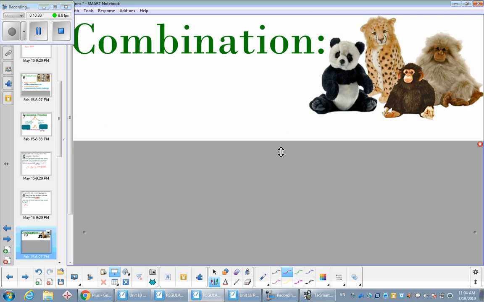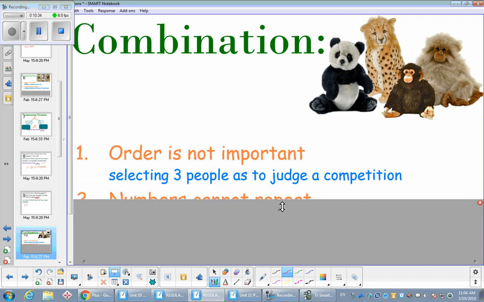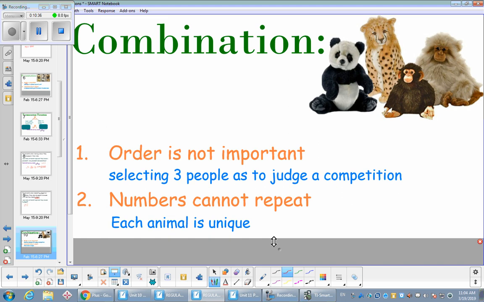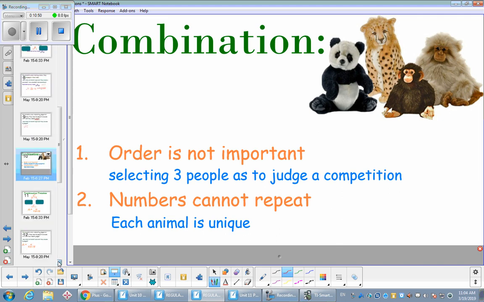So combination, this is the next thing you're going to write down. Order is not important. You're not lining people up. You're not ordering. You are just selecting people or selecting toppings for your pizza, and it doesn't matter what order things go on. It just matters that you're picking those three things, all right? Same thing true though, numbers cannot repeat. Each thing needs to be unique.